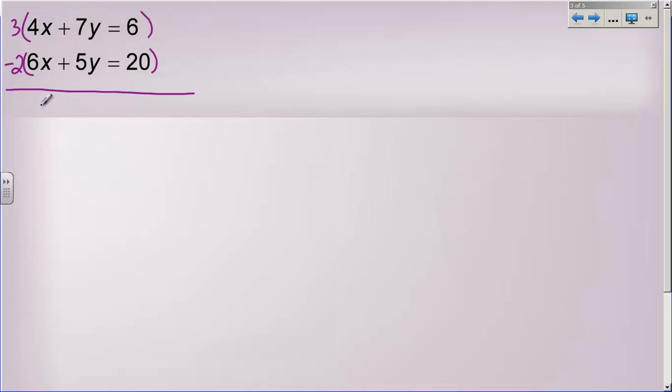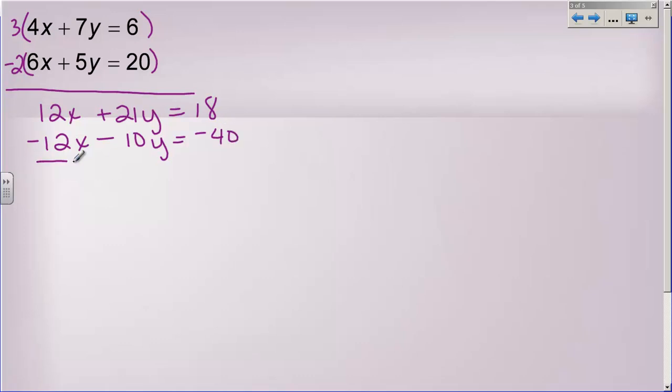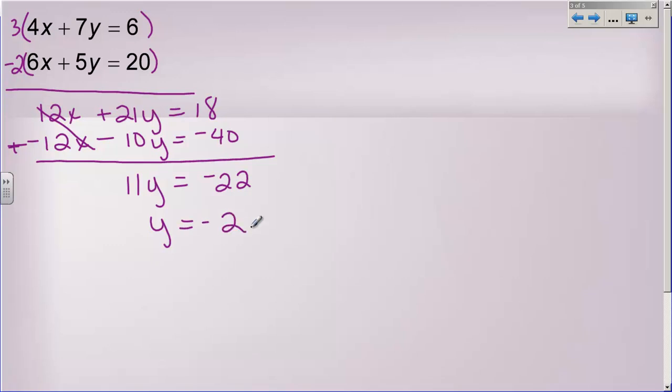So the top equation becomes 12x plus 21y equals 18. And the bottom equation is negative 12x minus 10y equals negative 40. But now my x's eliminate, and so I can go ahead and just add up. So 21 minus 10y is going to be 11y. And then 18 minus 40 is negative 22. So y is going to be negative 2.